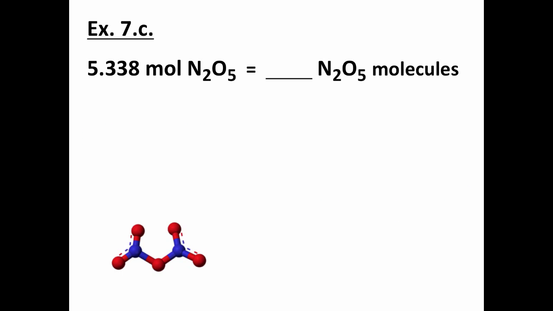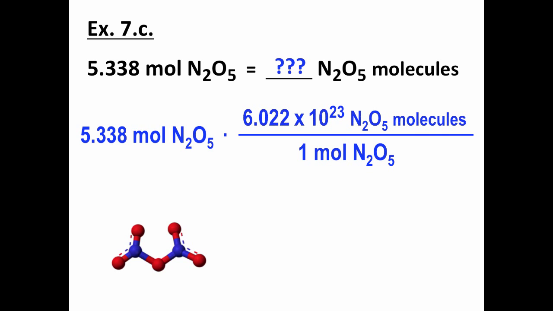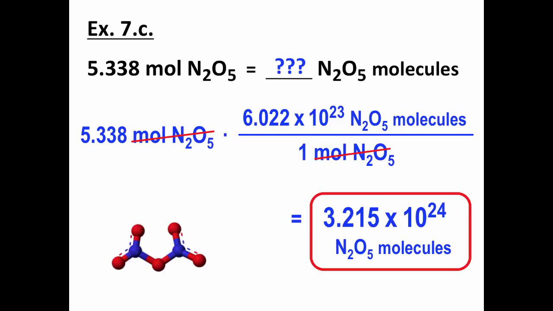What if we know the moles and we want the molecules? Well, we do the same thing we did with elements. We know the moles of N₂O5. We know that there is, in 1 mole of whatever we're talking about, in this case N₂O5, 6.022 times 10 to the 23rd particles of that thing. And in the case of a compound, the particles are molecules. So we set up our conversion factor to cancel out the units that we would like to convert from, to yield the units we would like to get, and doing the math gives us 3.215 times 10 to the 24th N₂O5 molecules. That's equal to 5.338 moles of N₂O5.